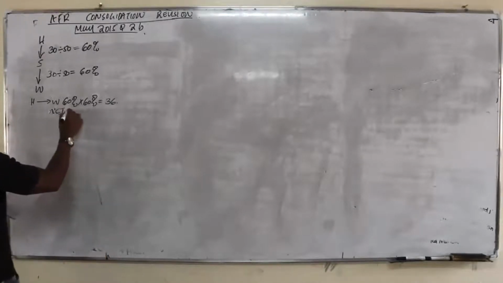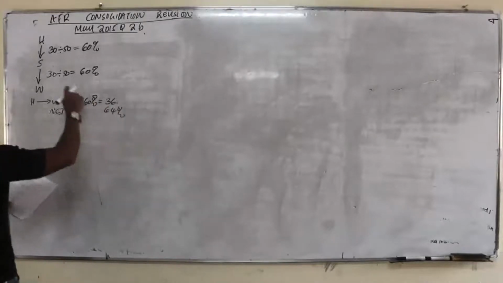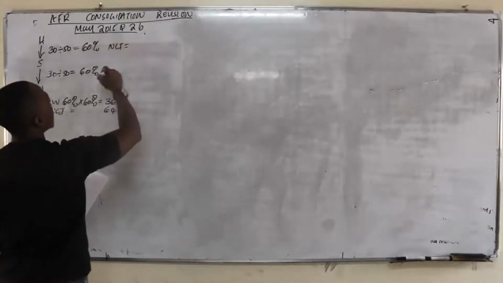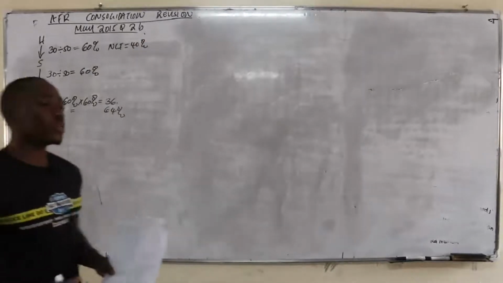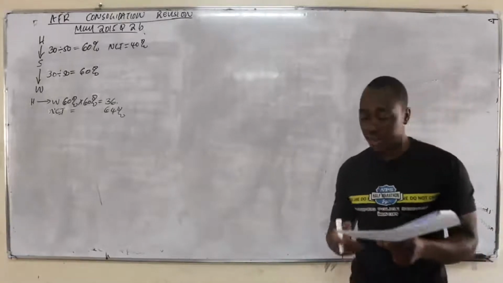Therefore, the NCI is how much? 60? 64. H controls S 60%. Therefore, the non-controlling interest in S is how much? 40%. Yeah, in a group, the most important thing is to identify the group structure. Once we are able to identify the group structure, that's the starting point.